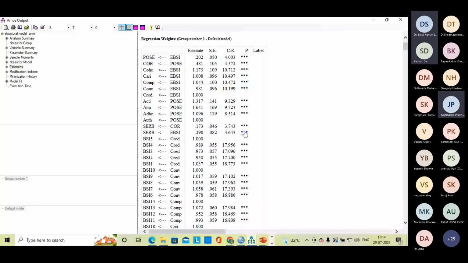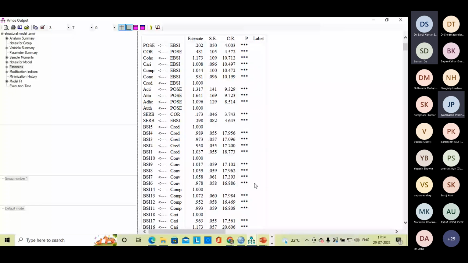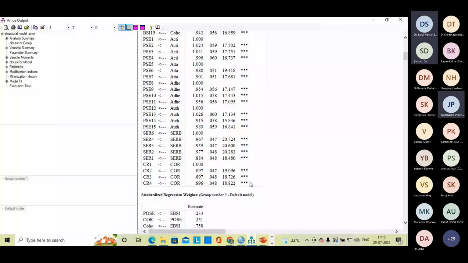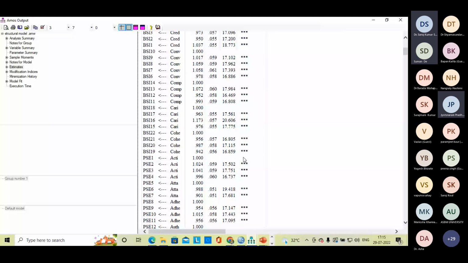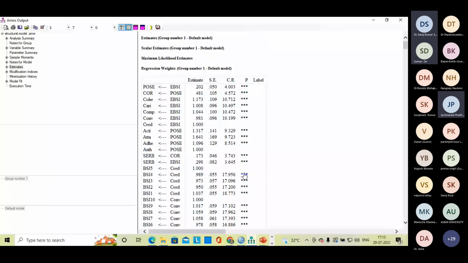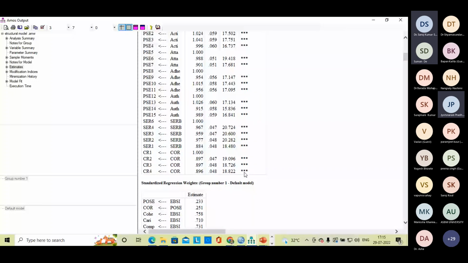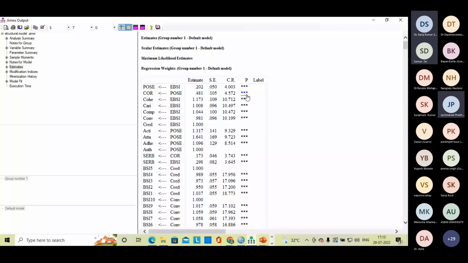Do not worry. So look at here, all the p-values are triple star. That means they are significant at 1% level of significance. Look at here, all the p-values are triple star. That means they are significant at 1% level of significance.